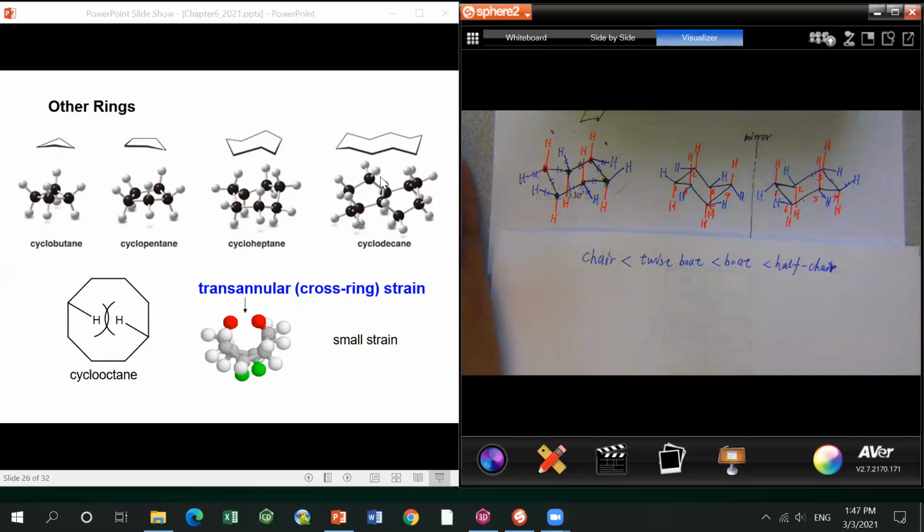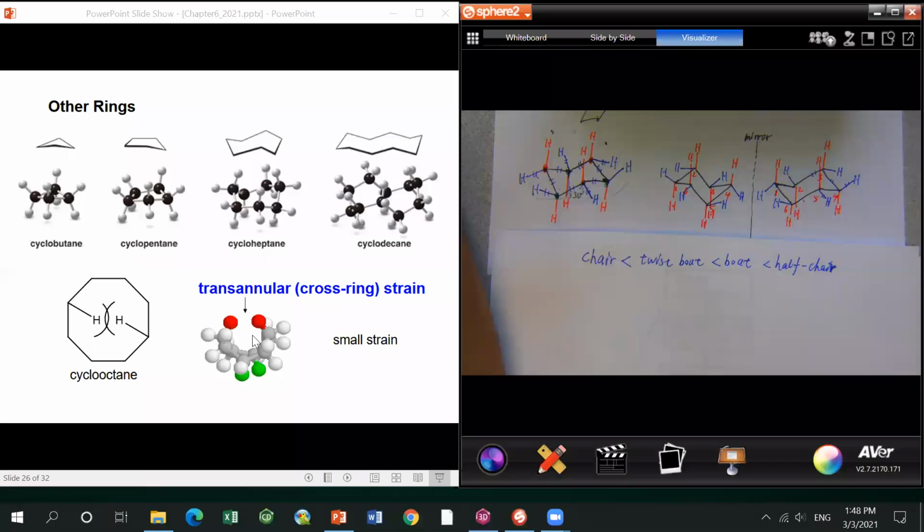Because they cannot reach the ideal 109.5 degree bond angle, and also sometimes have torsional strain due to eclipsed structures, for the big ring sizes, more or less they have a little bit of ring strain. Not too big, but a little bit. Especially for some bigger rings, like cyclooctane, two hydrogens sometimes have to point inside of the ring.